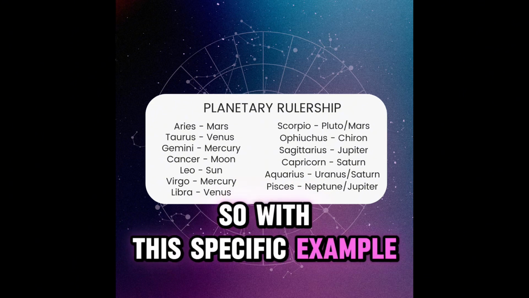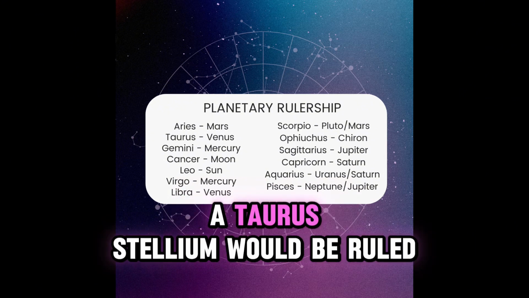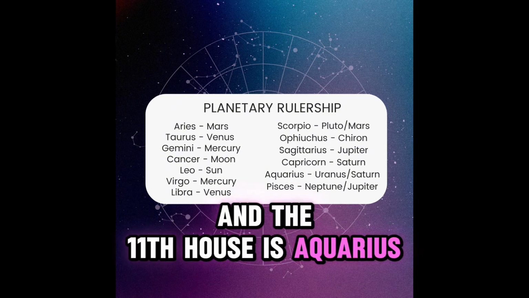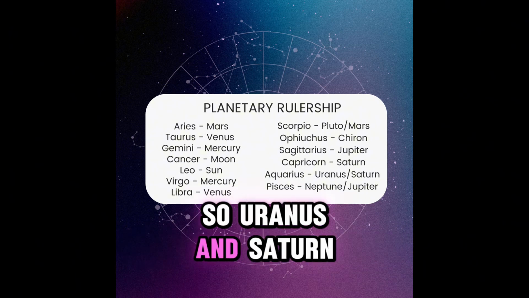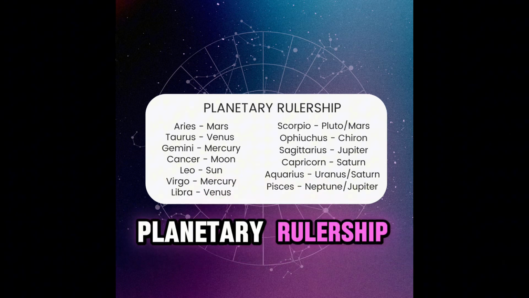So with this specific example, somebody with a Gemini rising would be ruled primarily by Mercury, a Taurus stellium would be ruled by Venus, and the 11th house is Aquarius, so Uranus and Saturn. So that's how you determine your planetary rulership.